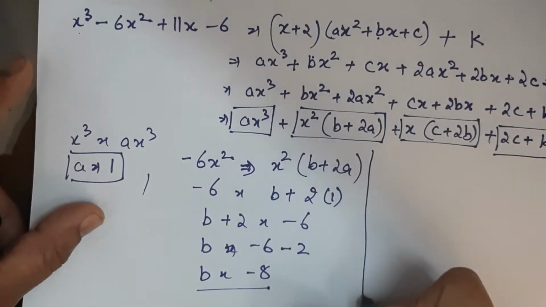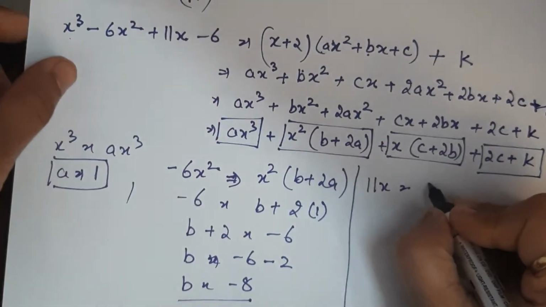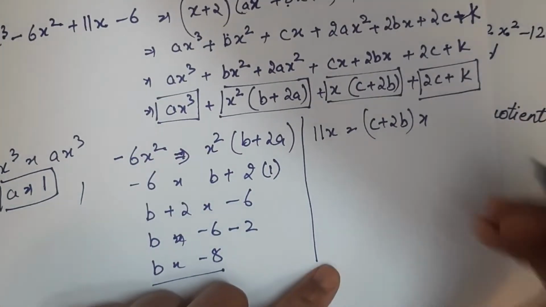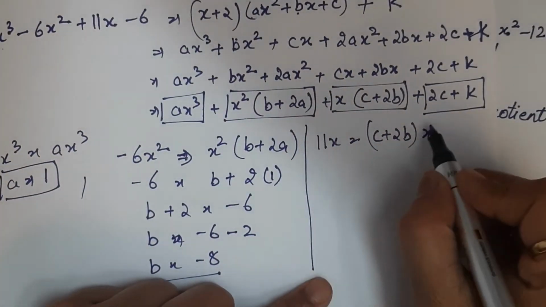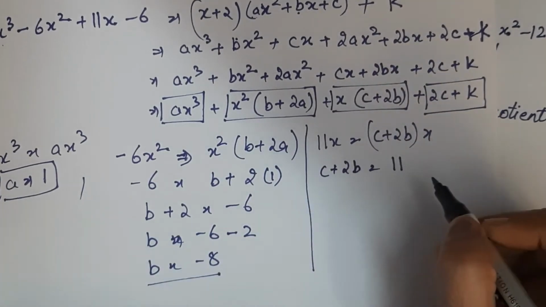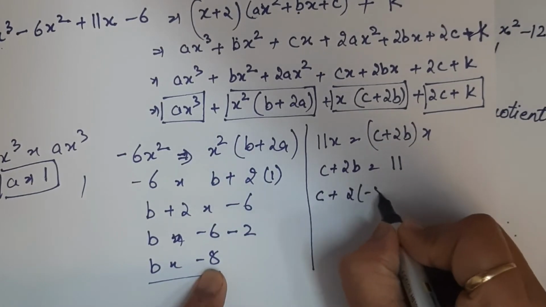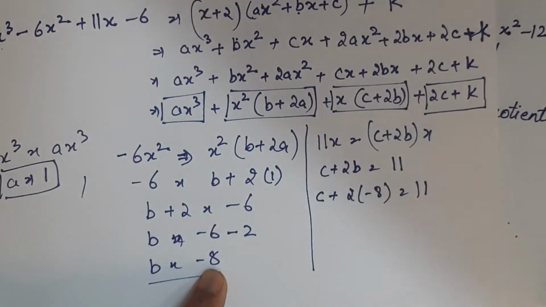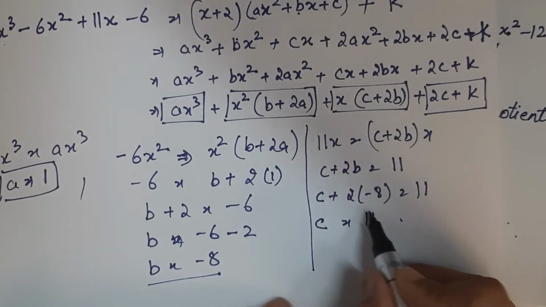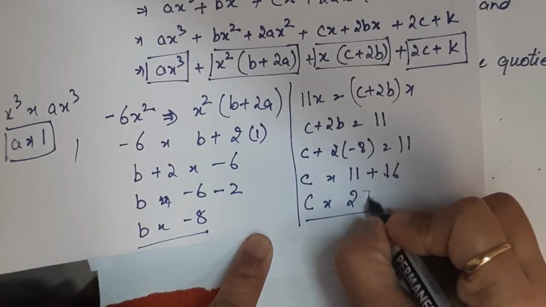Now move on to the third part. It is 11x. So 11x equals (c + 2b)x. Now x cancels out, so c + 2b is actually equal to 11. Now b we know is -8. Put c + 2(-8) = 11. Now c is equal to 11 plus 16, so c comes out to be 27.